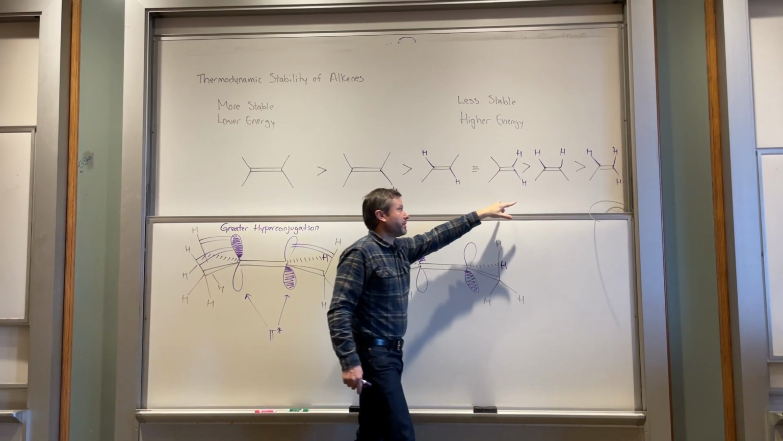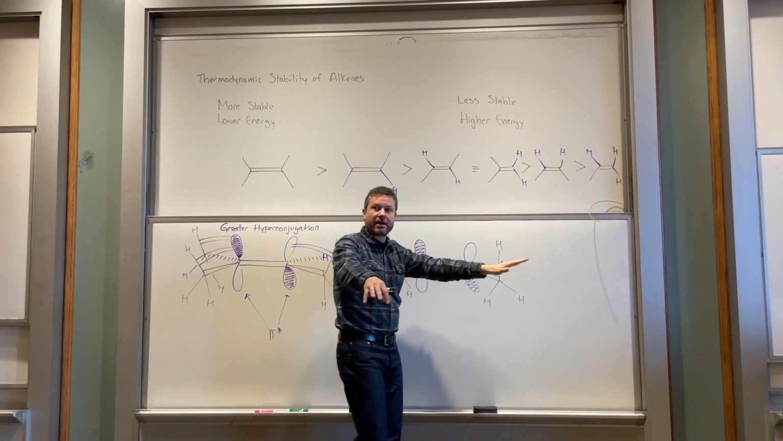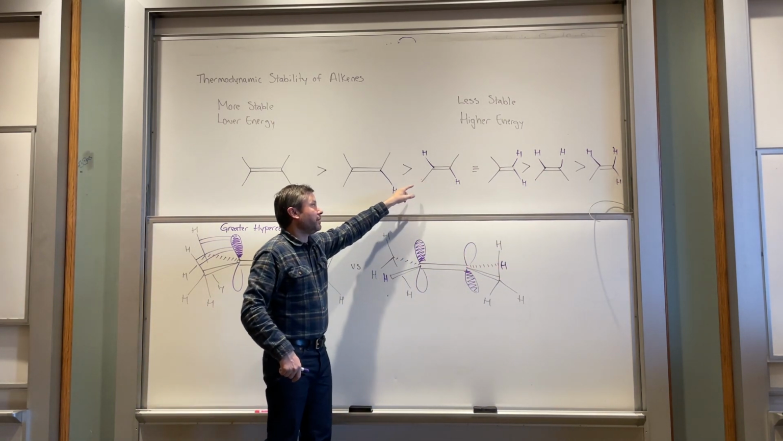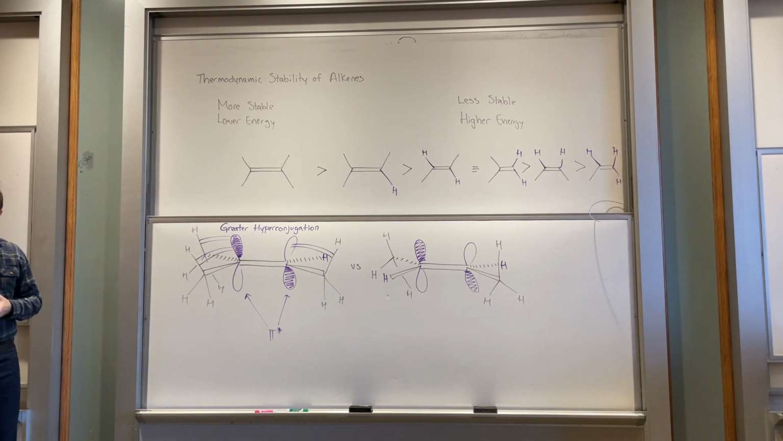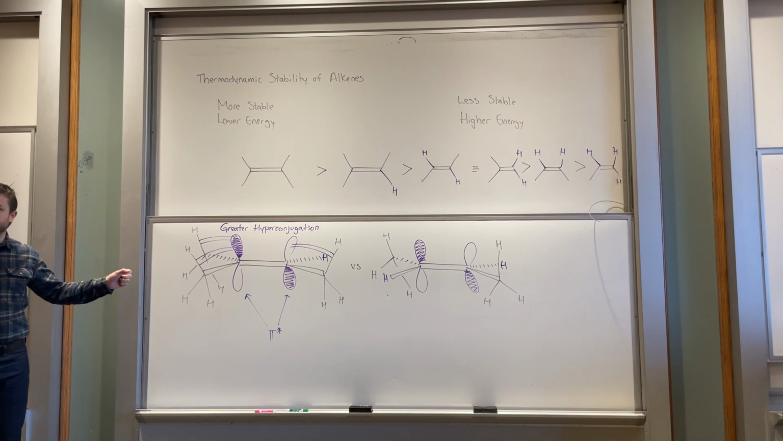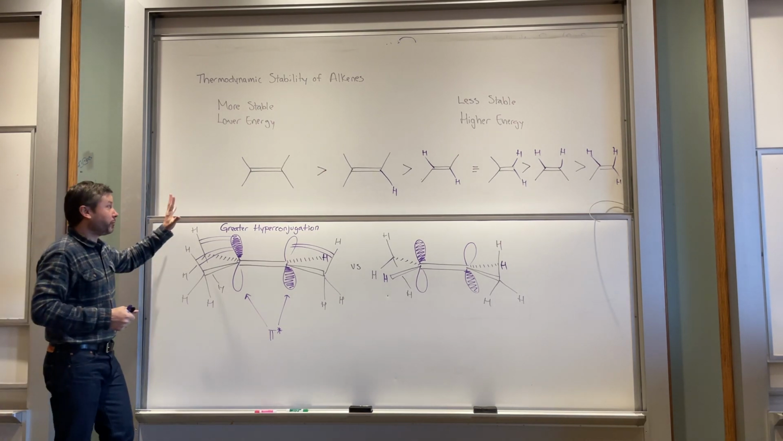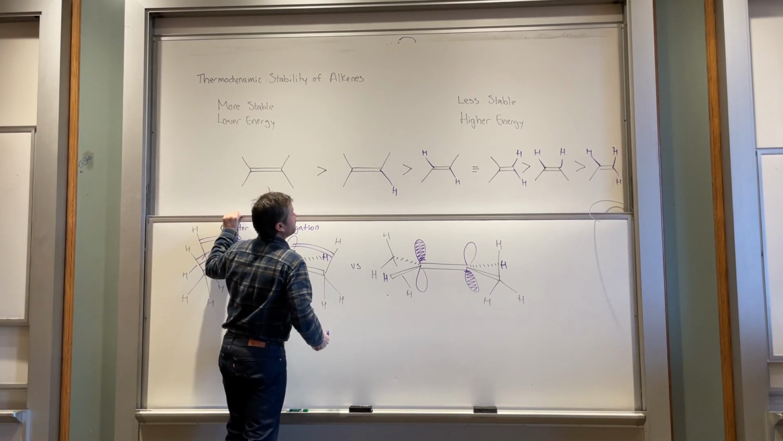Because here, those two methyl groups are on the same side, so they have to interact with each other. In the trans alkene, those two methyl groups are on opposite sides, so they're experiencing the same amount of hyperconjugation, right? But there is a steric strain difference between these two. All right, questions about this? Okay, really important trend to note. This is going to come up again.